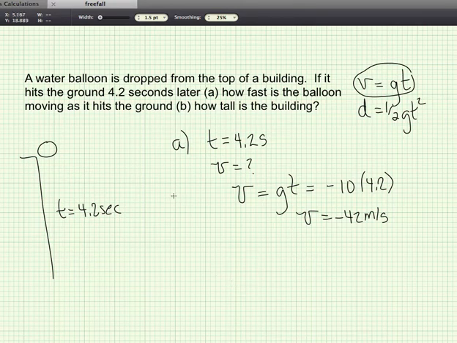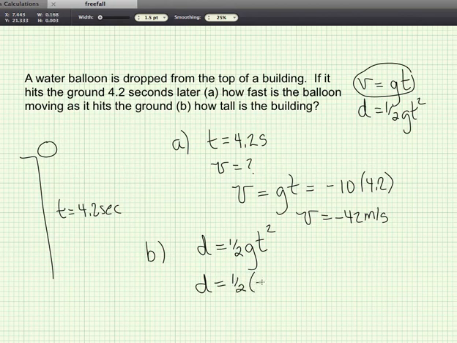Now for part B, I want to know how tall is the building. Well, I want to know the distance it traveled in that 4.2 seconds, because that distance will give me the height of the building. Do we have an equation that deals with distance? And we do. So we're going to use that same equation for distance, 1/2, but instead of putting in a, we're putting in g because we know the value of g, times time squared. The distance is what I'm looking for. So I have 1/2 times -10 times my t, which was 4.2, and I need to square this. And I get -88.2 meters.